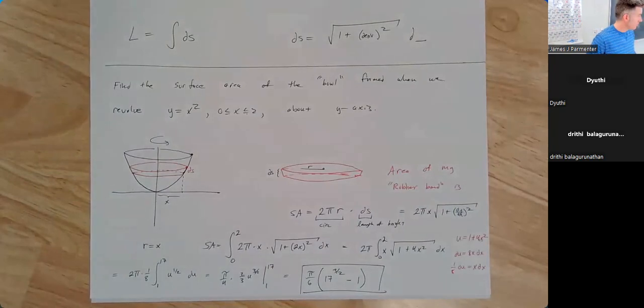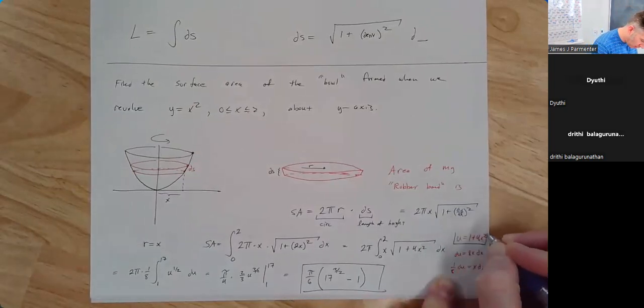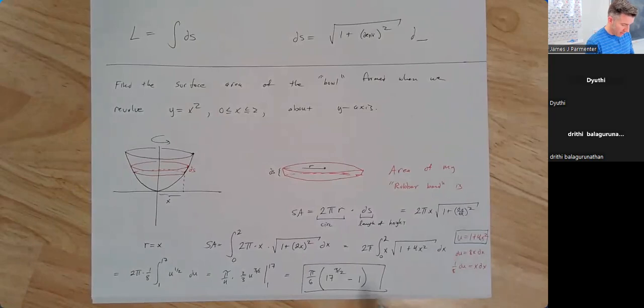Yeah, of course. So I changed my limits of integration. I used my u substitution, which was u equal to 1 plus 4x squared. So if x is 0, u is 1. If x is 2, cool.